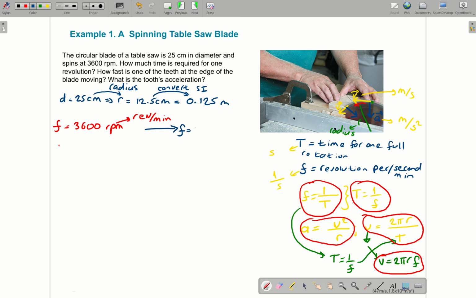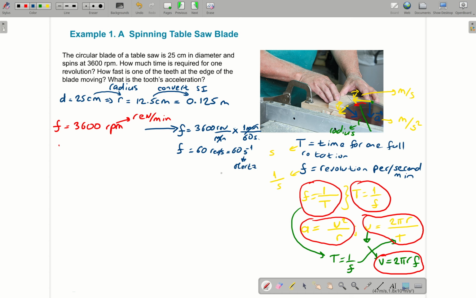So I'm going to say frequency is equal to 3600 revolutions per minute. And if I convert minutes to seconds here, I have to multiply by 1 minute over 60 seconds, right? So I can cancel these minutes. When I do that, I'm going to find my frequency to be 60 revolutions per second. That's actually 60 seconds to the minus 1. Revolution is not a unit, so it's 1 over second, or hertz.